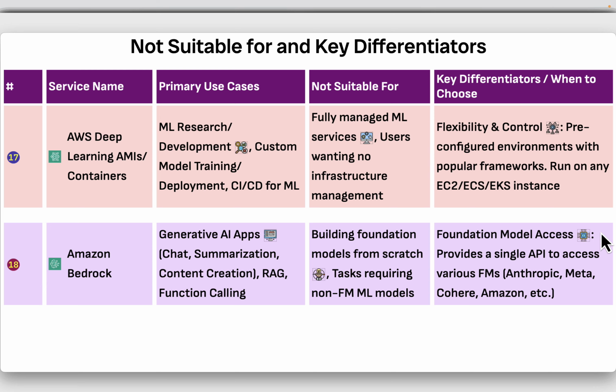Foundation model access like Claude, ChatGPT, Anthropic and all. It provides a single API to access various foundation models like Anthropic Claude, and from Meta like Llama and all, and Cohere. Amazon also has many models offered through Amazon Bedrock.